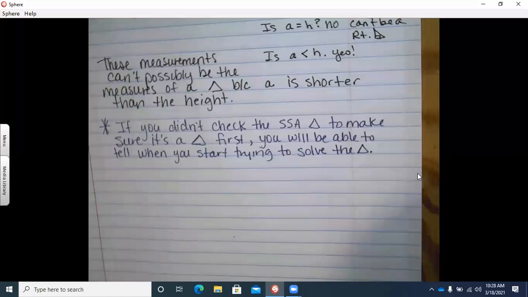So that's why you're supposed to check first before you start solving it to see what it is, okay? Because it might not even be a triangle. Or it might be two triangles and you need to solve both of them. If it's two, you got to solve both, okay? Two for one. All right, so let's go.